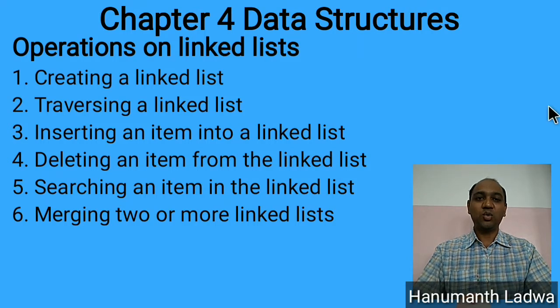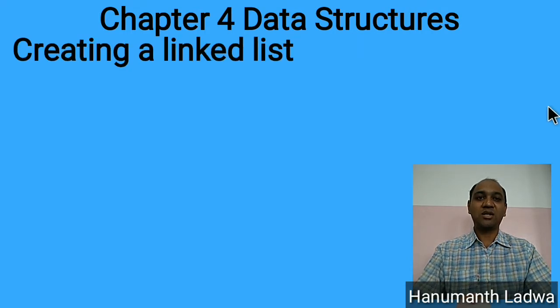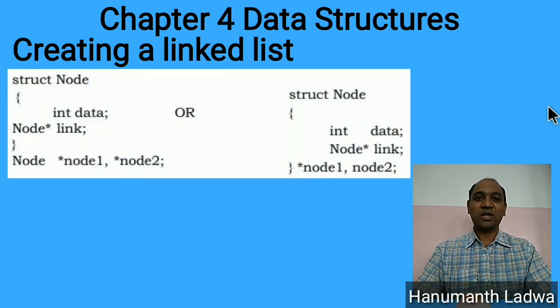Let us continue with creating a linked list. How to create a linked list? Here in the diagram you can see struct node, curly open brace, int data, node asterisk link. What is this? This is the pointer variable, it is a link or reference.